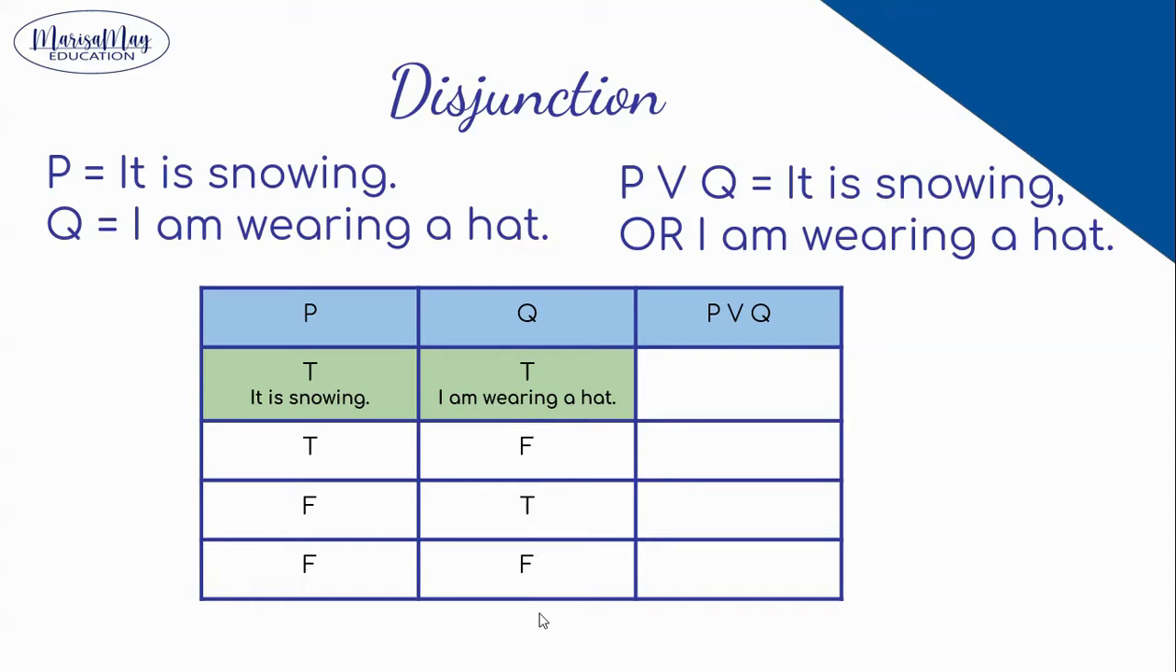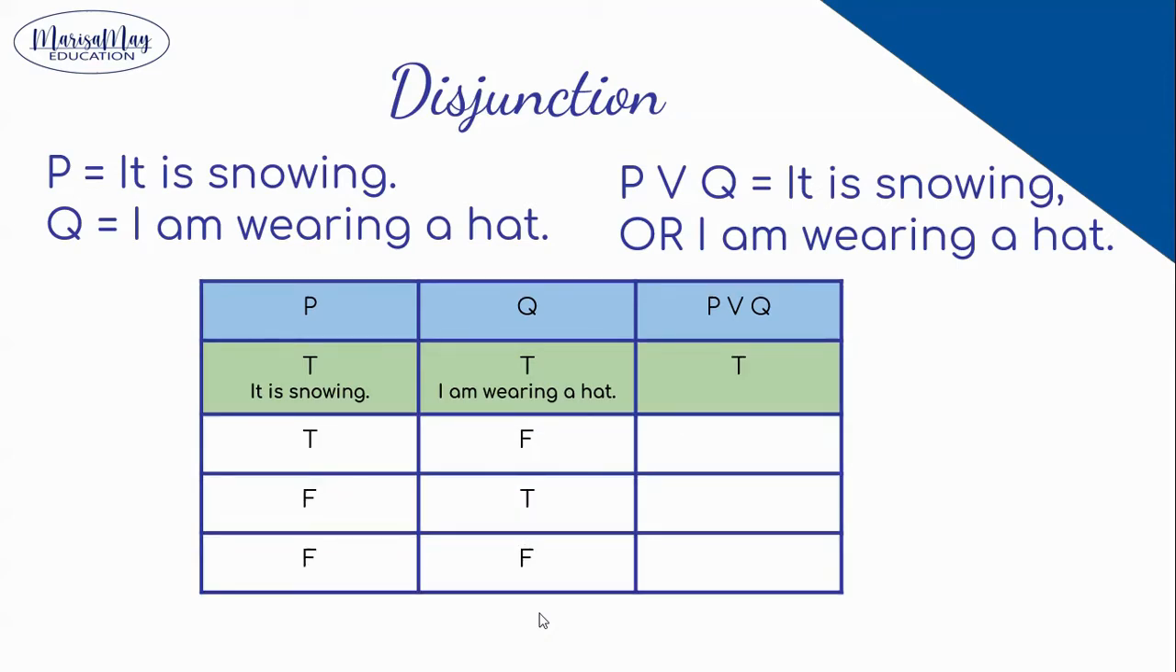So if it is true that it is snowing and it is true that I am wearing a hat, then what can we say about the truth of "it is snowing or I am wearing a hat"? Well, it is in fact snowing, or I'm also wearing a hat. So we know that P V Q, "it is snowing or I am wearing a hat," has to also be true.